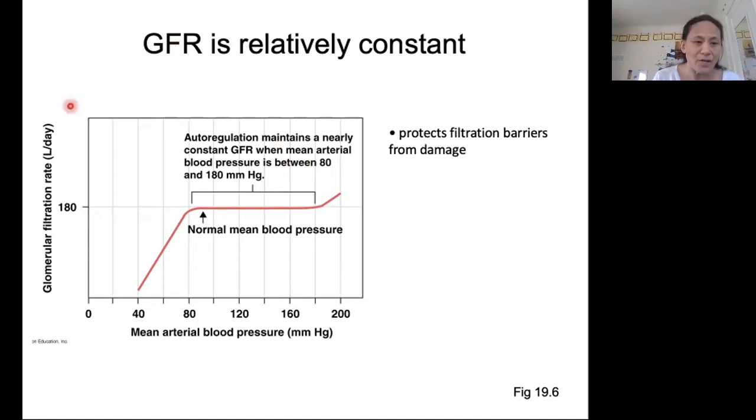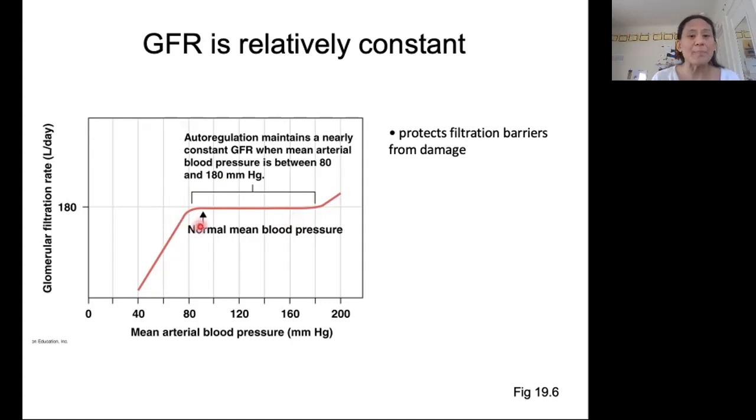So what you're looking at here is a graph of GFR on the y-axis versus mean arterial blood pressure on the x-axis. And what you can see is that unless we have a really low blood pressure or a really high blood pressure, in most of this middle range of blood pressures, which is a pretty big range right here, we're going from 80 to 180, sorry. If we're in this blood pressure range, our GFR is relatively constant. So our bodies regulate GFR in order to keep it constant.